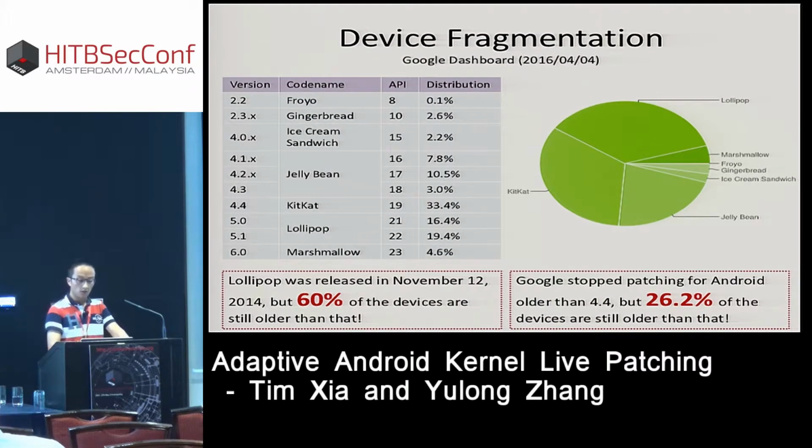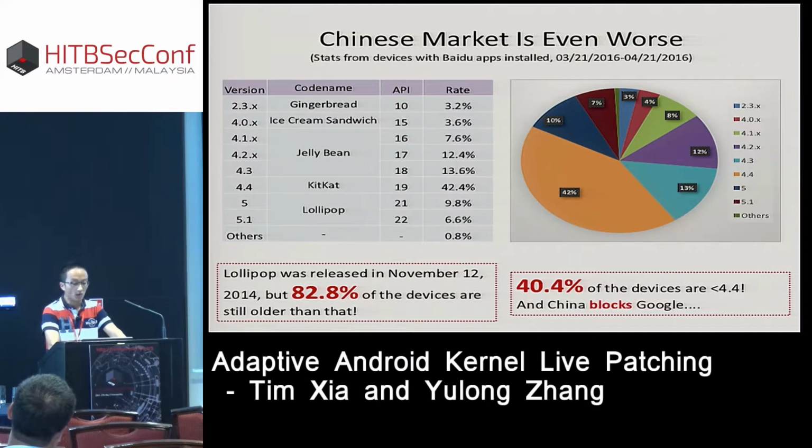And also, Google stopped patching for Android older than 4.4, but 26.2% of the devices are still older than that. So for those devices, there is no way to get OTA updates. And the Chinese market is even worse.